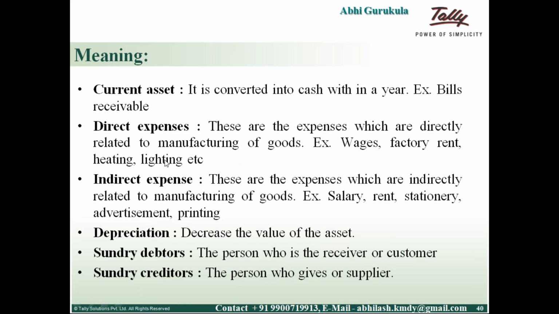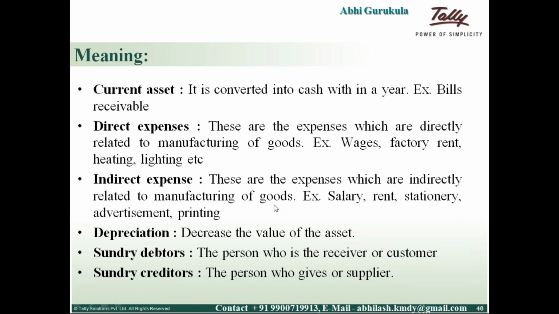Factory rent is a direct expense. Heating and lighting, these all come under direct expenses. Suppose the factory rent is replaced by office rent, at that time it belongs to indirect expenses. Okay, let's see what indirect expenses are. These are the expenses which are indirectly related to the manufacturing of goods.